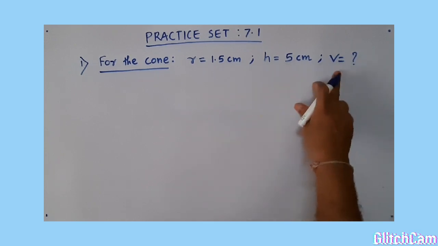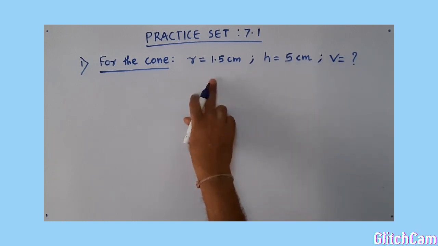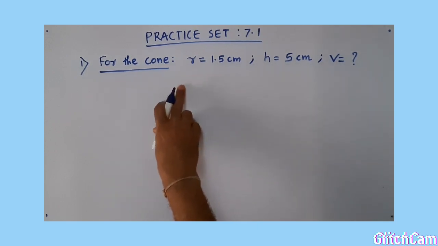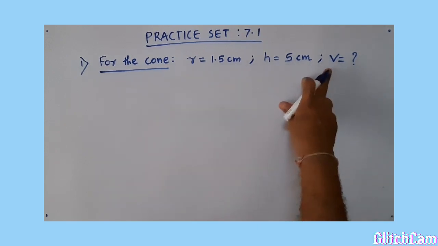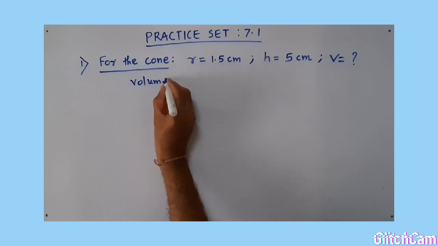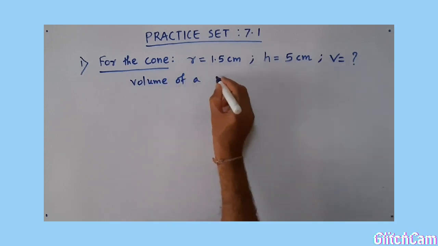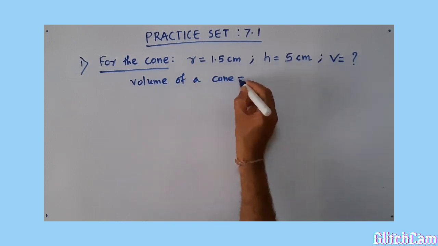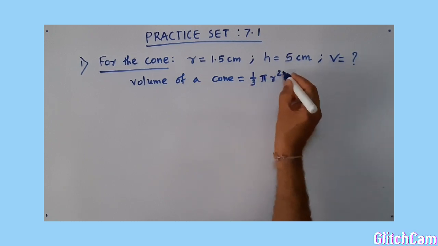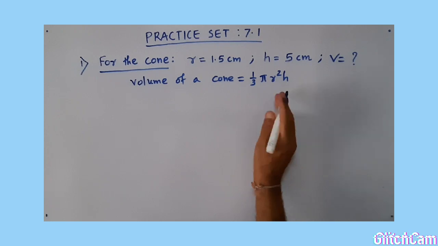Now students, as I have told you in the previous lecture, remembering the formula will be the most important job of yours for this chapter. Remember, what is the volume of the cone? We know the formula. Volume of a cone is equal to 1 upon 3 pi r square h. This is the formula. Now we simply have to substitute the values.